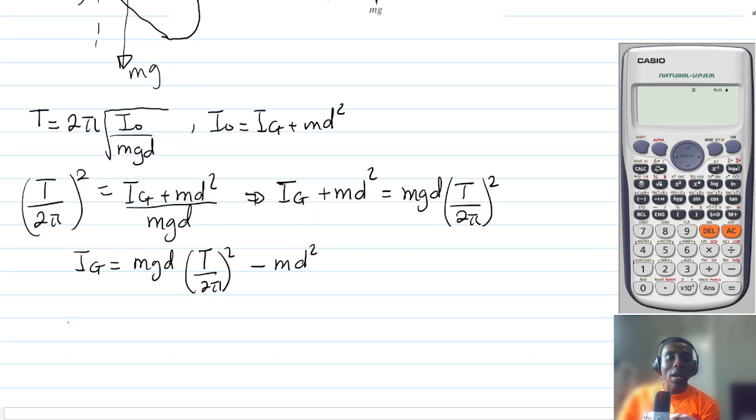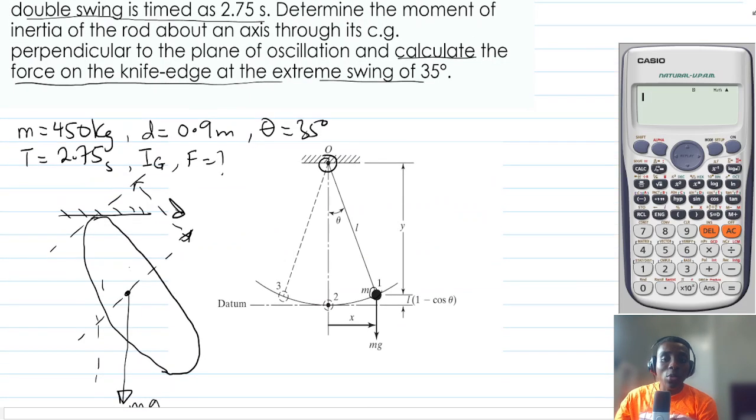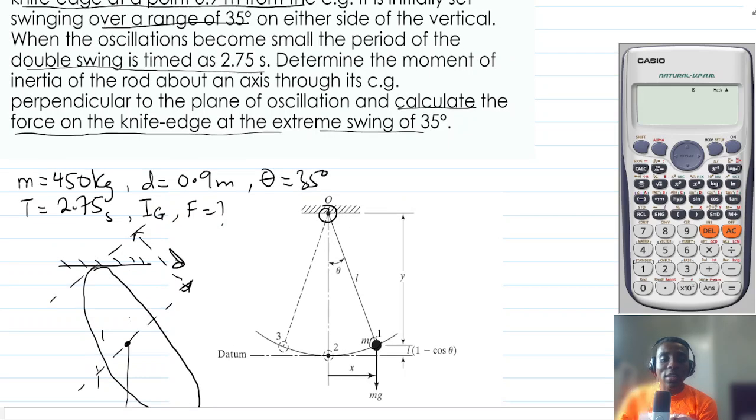Essentially, we have everything. The mass was given as 450 kilograms. We know g is 9.81 meters per second squared. We know that d is the distance, which is 0.9 meters. The question said the period for double swing is 2.75 seconds. Some students will divide this by 2, but when you say double swing, it was just trying to tell you that it does this and does that. That is essentially one complete revolution, so that is the period.